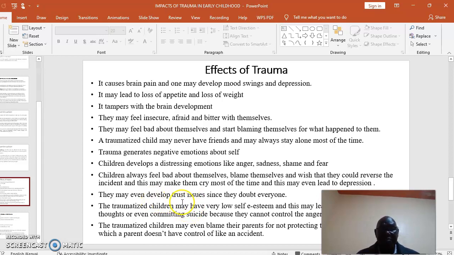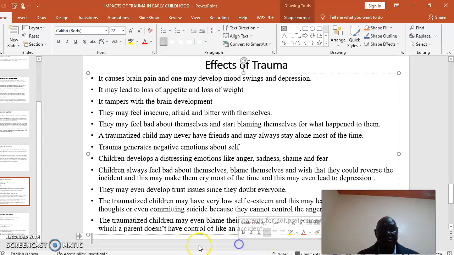They may even develop trust issues since they doubt everyone around them. The traumatized children may have very low self-esteem, and this may lead to having suicidal thoughts or even committing suicide because they cannot control the anger inside. Traumatized children may even blame their parents for not protecting them from events over which a parent doesn't have control.